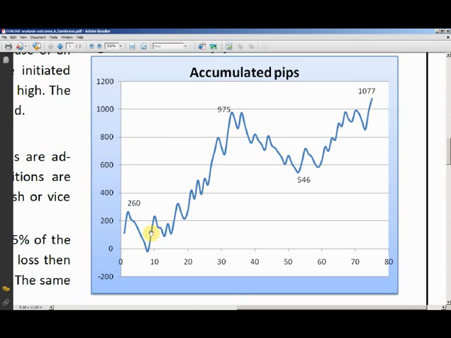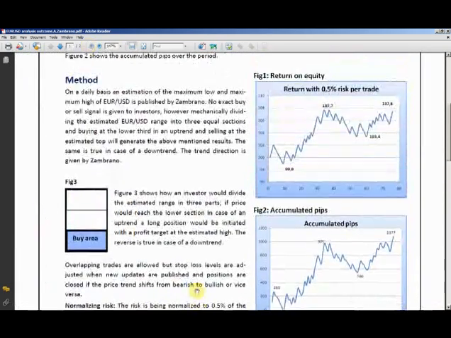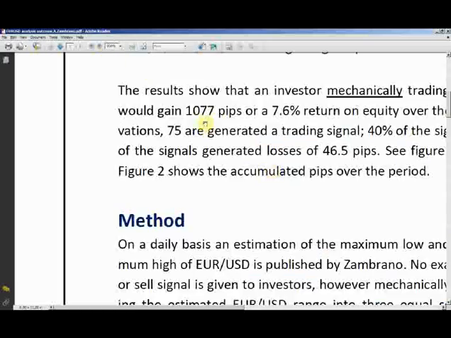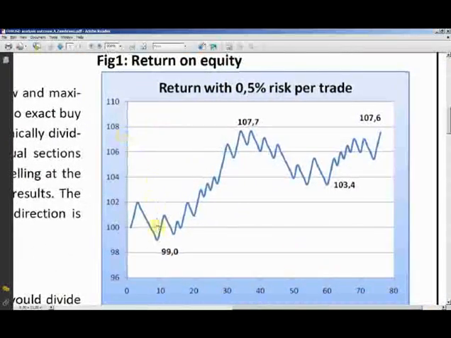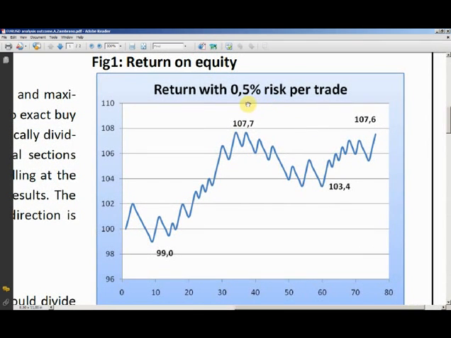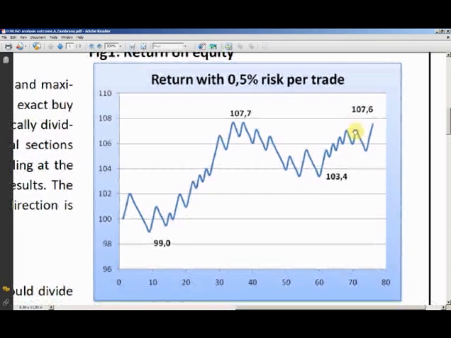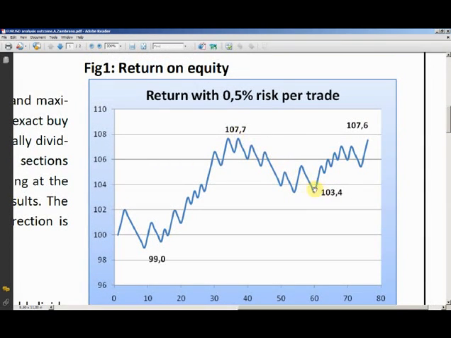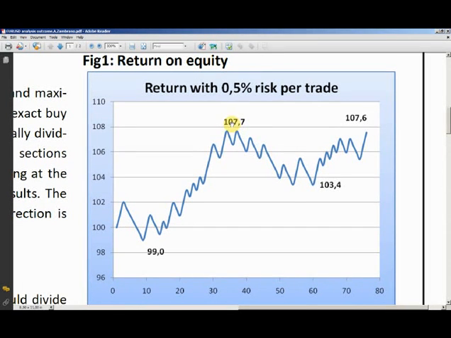And this is using a system that is inferior to the one I just presented to you guys, because this is a mechanical system. There's no thinking going on here. And this shows you the percentage wise. So if you would have risked 0.5% of your capital for a given trade, you would have produced 7.6% on your account. Of course, if you would have risked 1%, you would have produced double the amount, 15%. You would of course have lost the, this is the drawdown, which is the difference between the high and the low, and you would have doubled this too, of course.